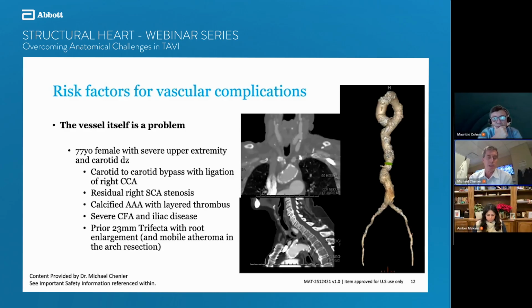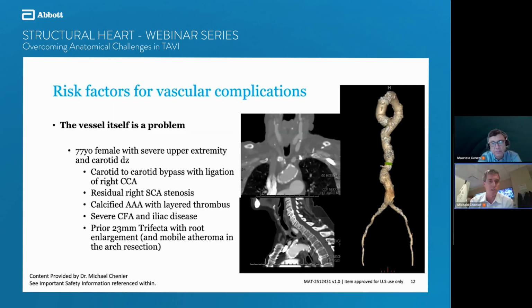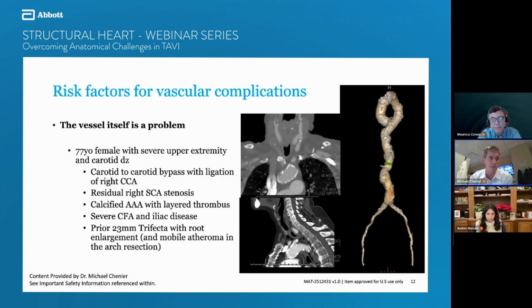This case is a real case that we ended up doing, but terrible vascular path. I mean, 77 years old, had a carotid-to-carotid bypass, ligated right common carotid, has residual severe right subclavian stenosis, has a AAA with nasty layered thrombus, has severe CFA and iliac disease bilaterally, and she had a prior 23 millimeter Trifecta, so a small valve with a root enlargement at that time. Even at the time of her surgery, she had mobile atheroma in her arch that was resected. So these are gross cases that are going to be really challenging. I'll ask my other panelists in a couple of minutes what they think about for this kind of case. Go next.